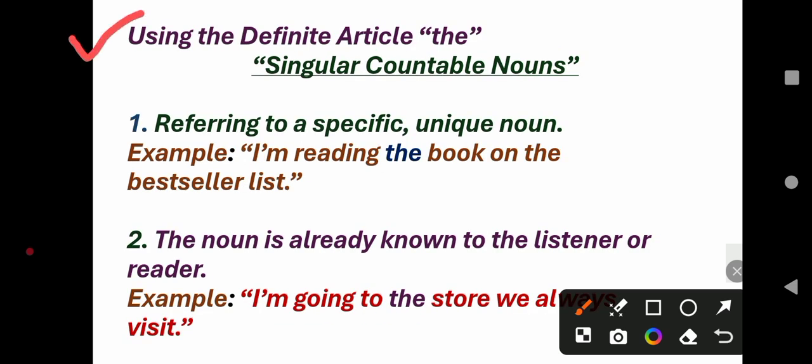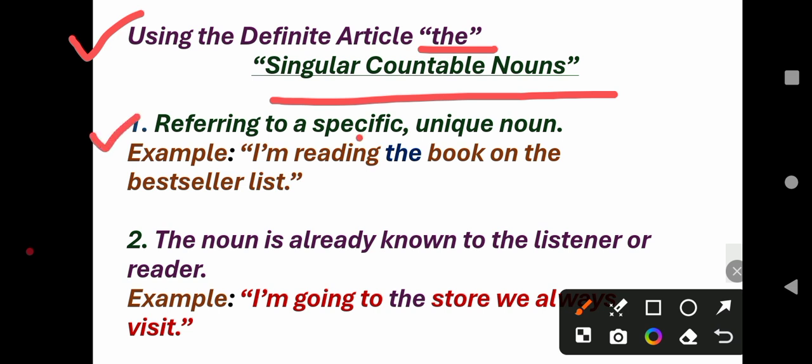The next one is using the definite article the with singular countable nouns. The definite article is used before singular countable nouns when it refers to a specific or unique noun. For example, I am reading the book on the bestseller list. In this sentence, the refers to the specific book that is well known or already mentioned.